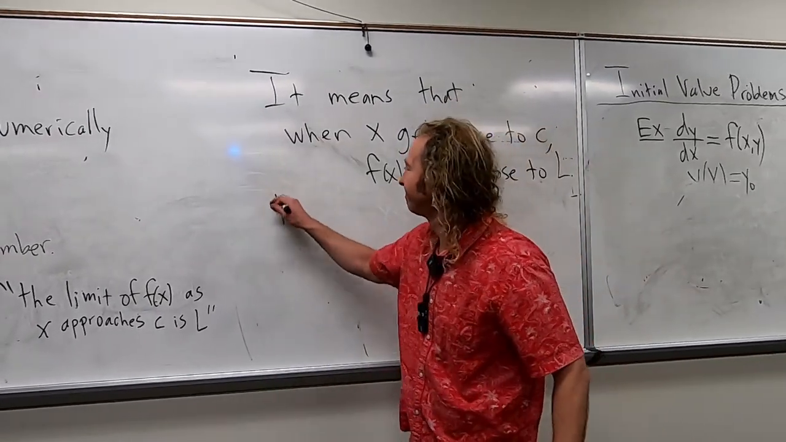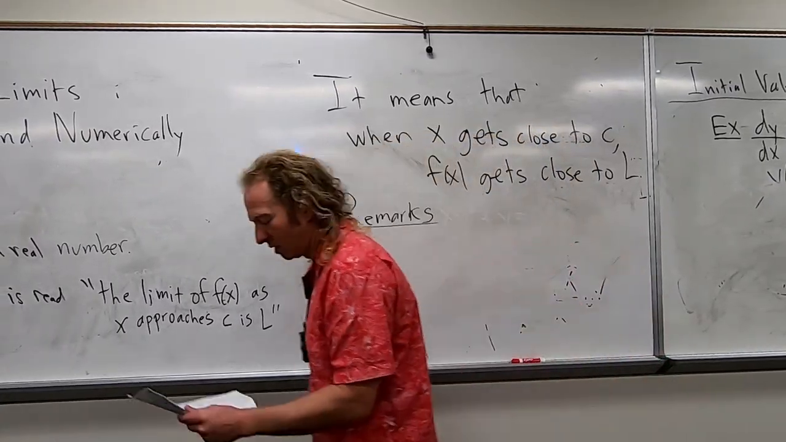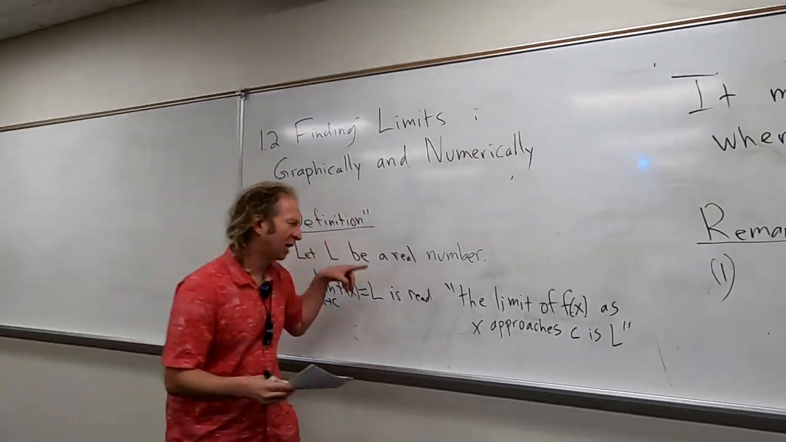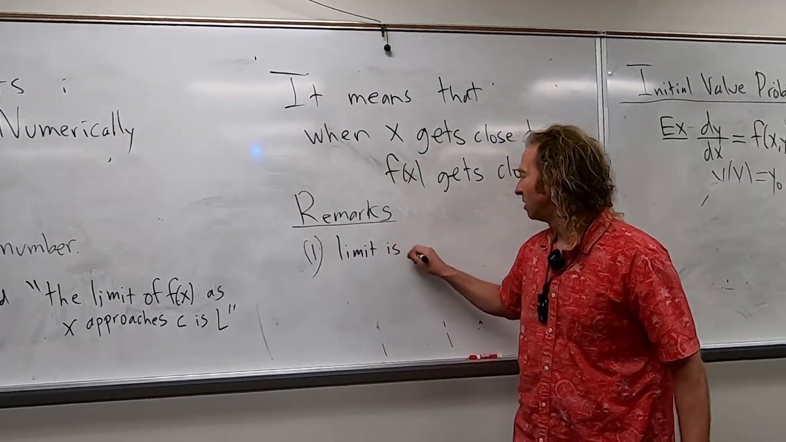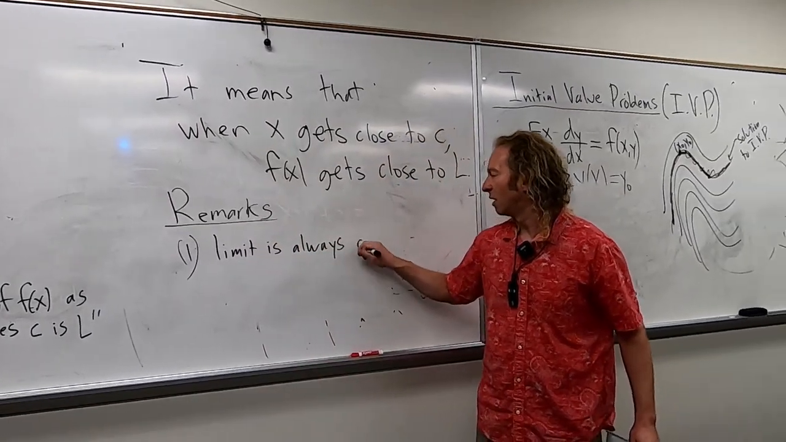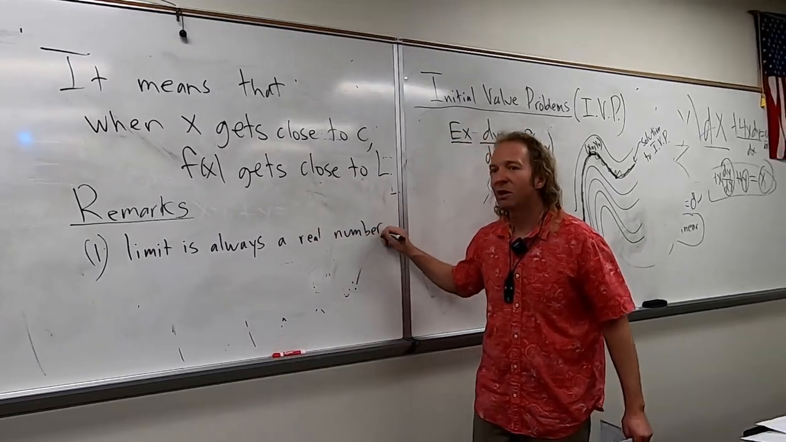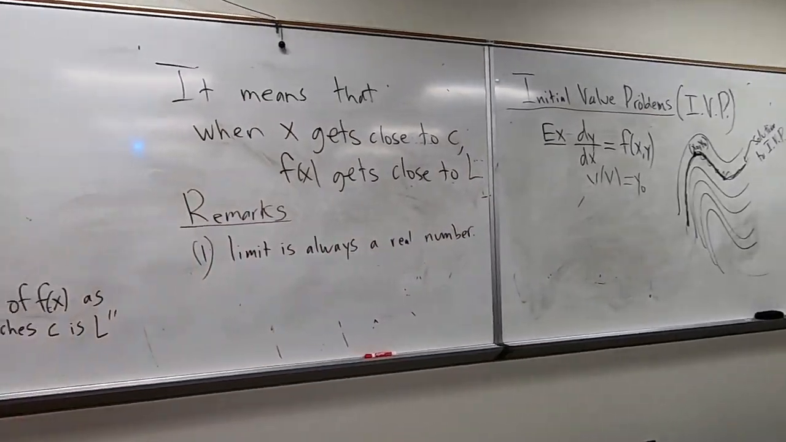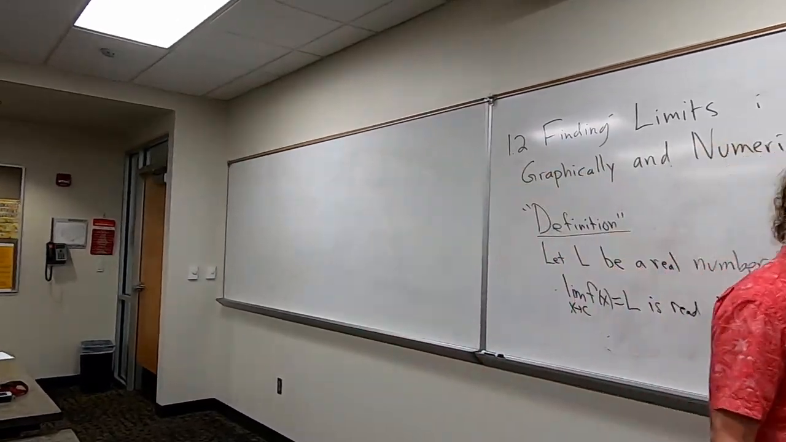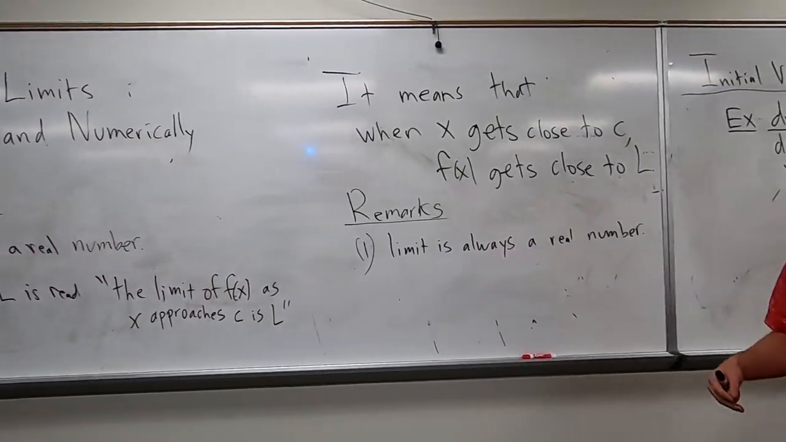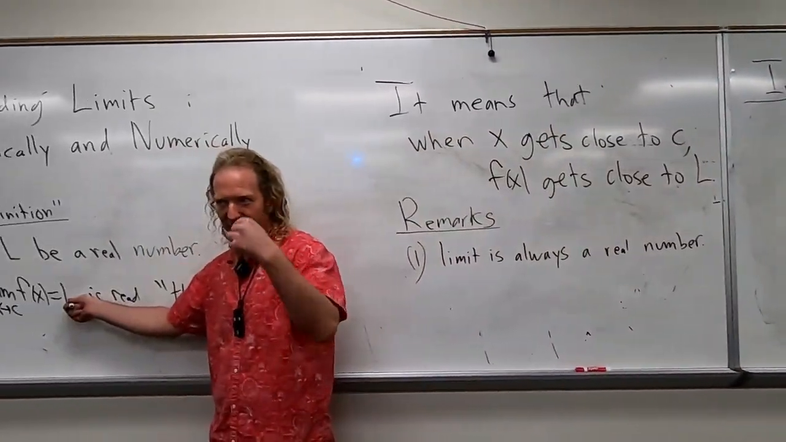What else? Remarks. This is not even in the book yet, but let's talk about it. I'll say it now. The limit is always a real number. So it has to be a number, right? It has to be a number, like 4 or 5. I guess it could be a complex number too, but we don't deal with that in this course. But it has to be a number. It can't be infinity, right? If it's infinity, then we say the limit does not exist, right? So if it's negative infinity, it also does not exist. Sometimes you'll put infinity here, but in that case, we say the limit does not exist.